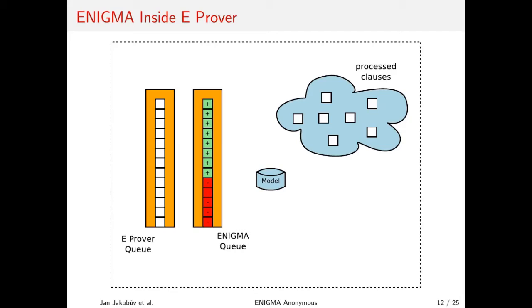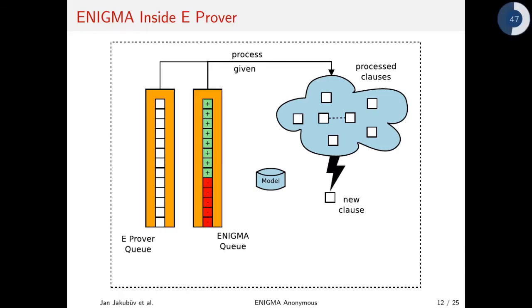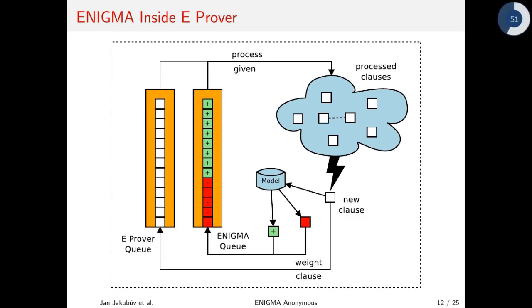Once we have a closed classification model, we can use it to guide the proof search inside eProver. Our implementation adds a new Enigma evaluation queue next to the standard eProver queue. In the Enigma priority queue, the positively classified clauses are prioritized and always processed before negative clauses. We then alternate the two queues to select the clauses for processing. When a new clause is inferred, we ask the model about its classification. Accordingly, the clause is put to an appropriate position in the queue. Apart from that, the clause gets rated by standard eProver and is put to the standard eProver queue.